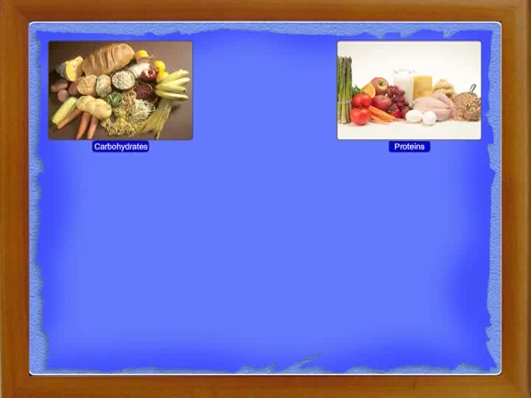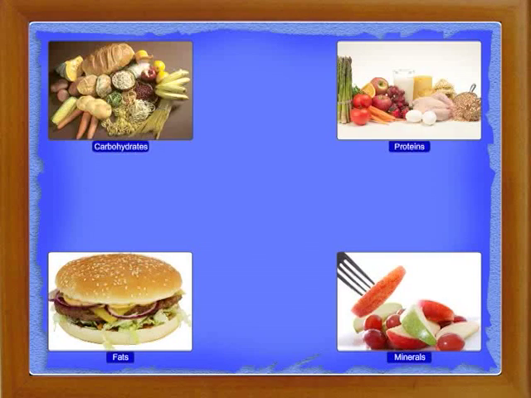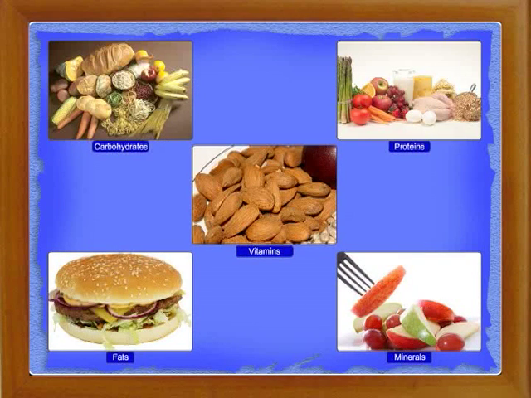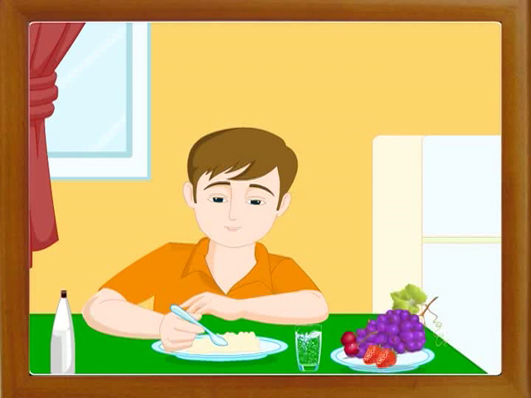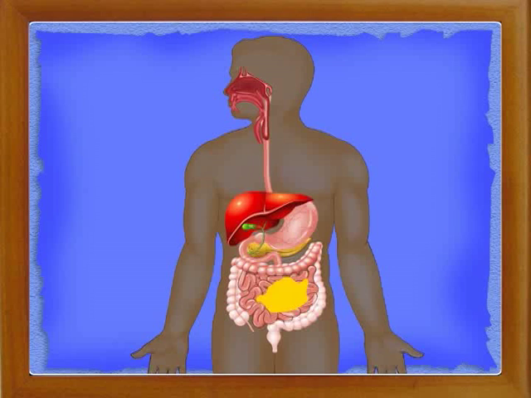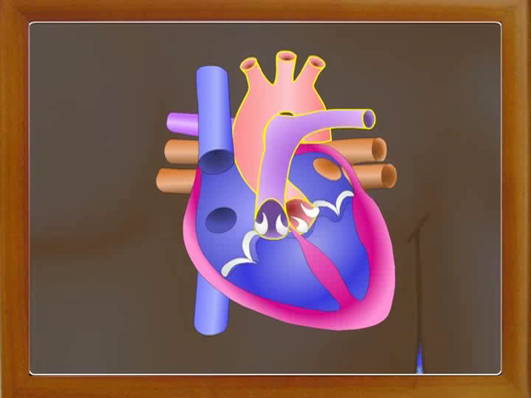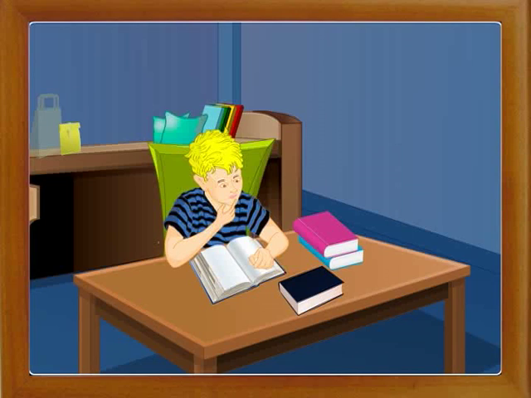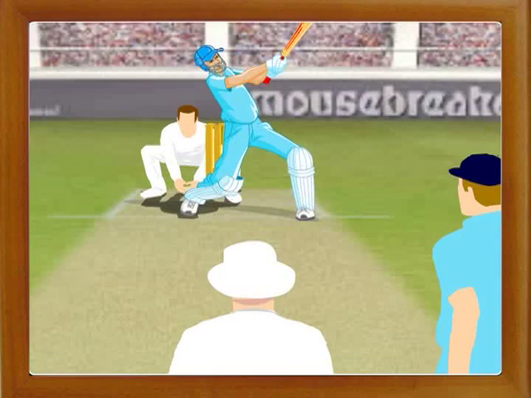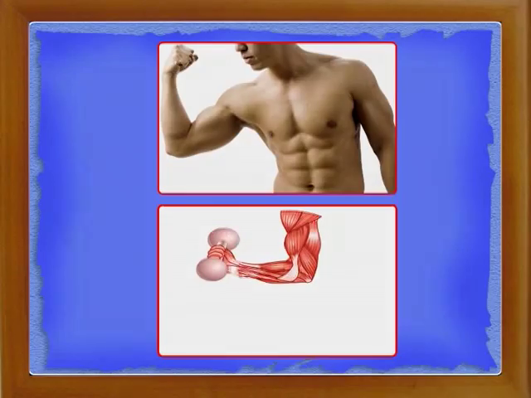Nutrients mainly include carbohydrates, proteins, fats, minerals, vitamins, etc. We obtain all these nutrients from the food materials we eat. These food materials are oxidized in the body to generate energy. This generated energy is used for various activities like functioning of the heart and for blood circulation, for thinking and analyzing issues, during playing games, for bodybuilding, etc.